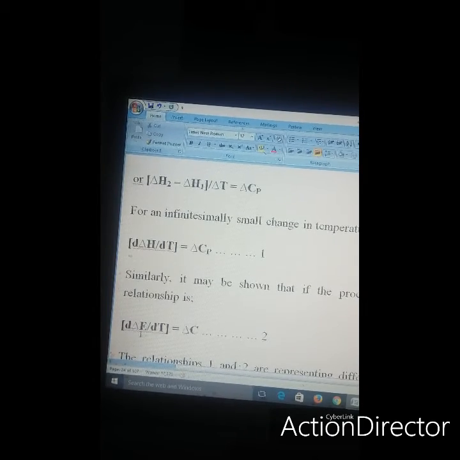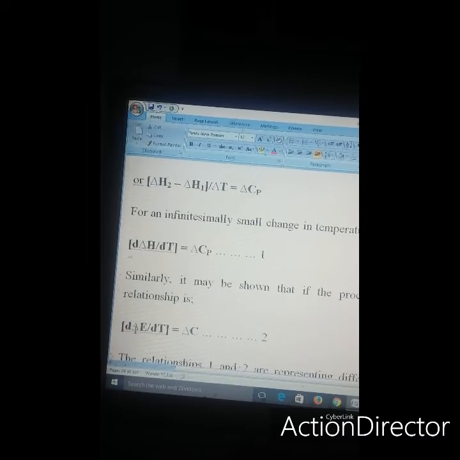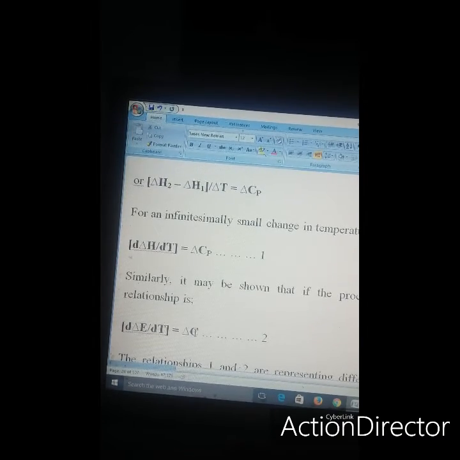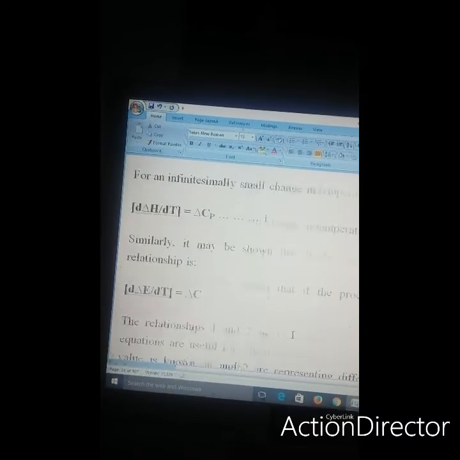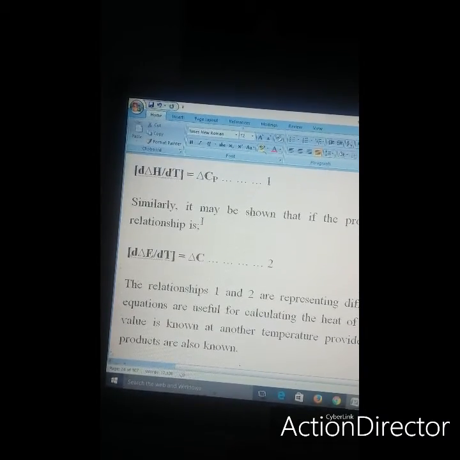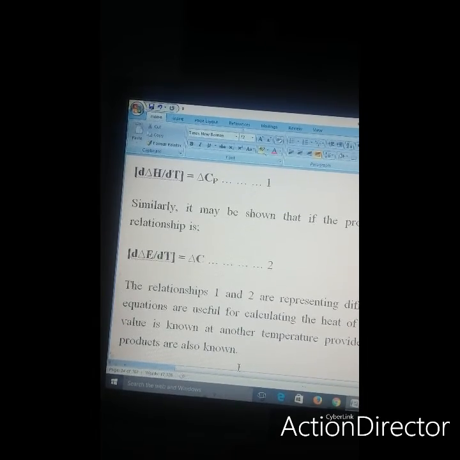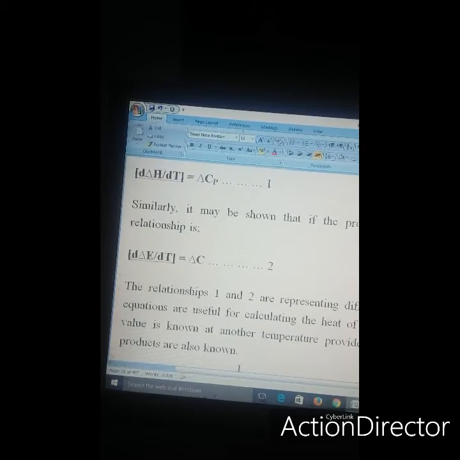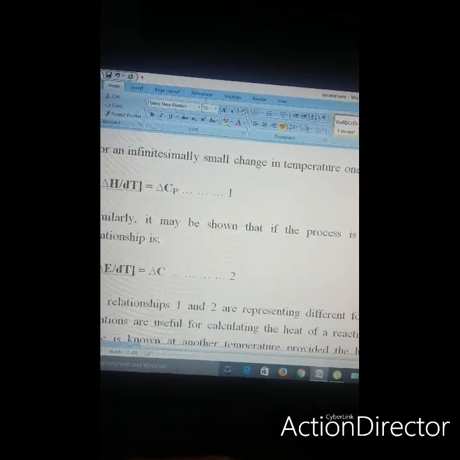Similarly, you can do this for constant volume. In that case it will be dE upon dT equals delta Cv. So these two relationships represent two forms of Kirchhoff's equation, and you can easily calculate the heat of reaction at a given temperature when the value is known at another temperature. So this was all about thermochemistry.